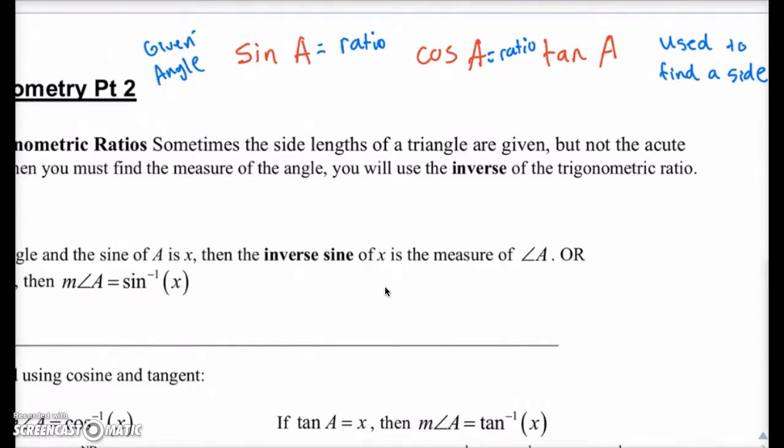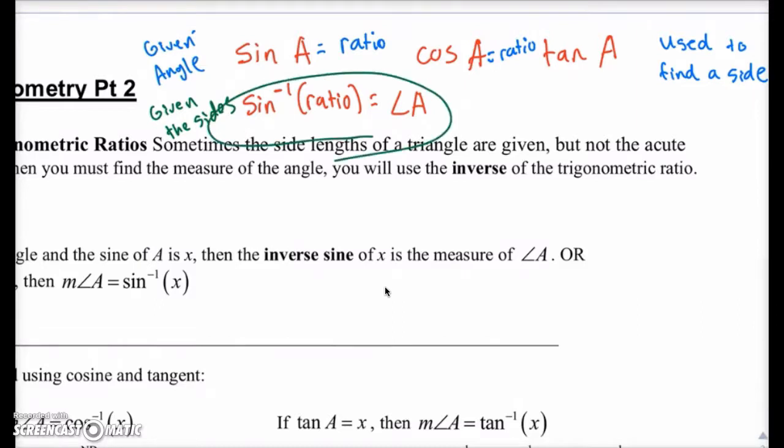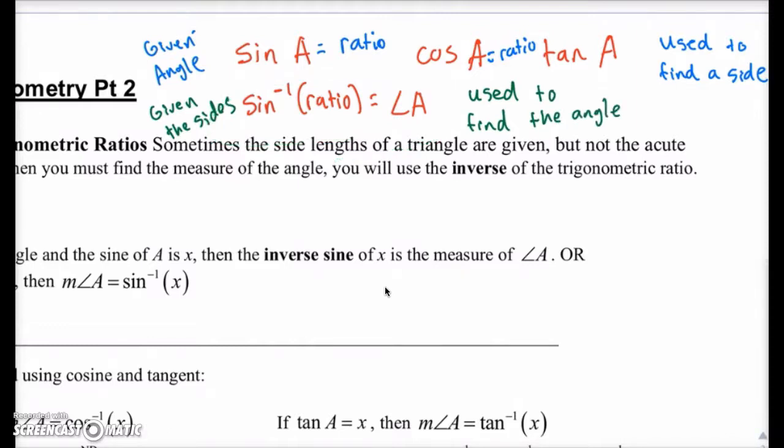So how do you think the inverse is going to work, right? So let's say the sine inverse of some ratio should equal angle A. Okay, so what this is for today, we're going to be given the sides, and we're going to use the inverse trig ratio, which is this, and we're going to use this to find the angle, okay? So that will be what today's lesson is about.